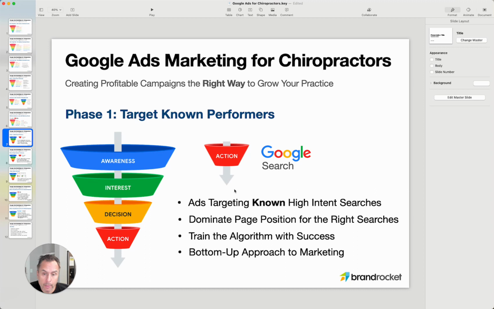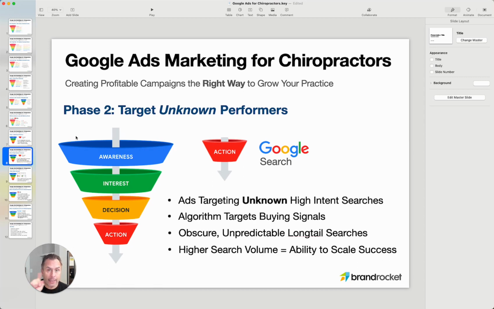You can see here, ads targeting known high intent searches, dominating that page position for those right searches, training the algorithm over time as to what success looks like. So it becomes more about algorithmic intent signals, okay, and being able to show the ads to the right person at the right time based off of their behaviors, more so than keywords, and then a bottom up approach to marketing. And you're going to see this here in the next slides, okay.